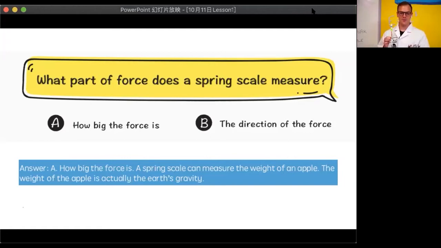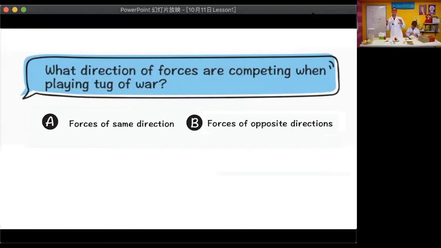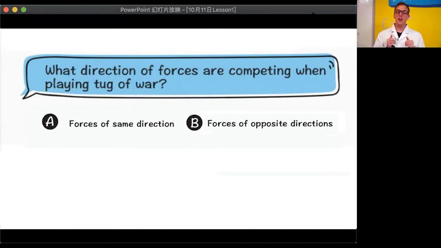Okay, great job. The final question. When we were playing tug of war, which direction are the competing forces? Let's say that A is, it's the same direction, okay? The direction of the competing forces is the same direction, either both left or both right. And let's say answer B is the opposite direction. Do you think it is the same direction? That's A. Or do you think it is the opposite direction in tug of war? That's B. Let's see what you think.